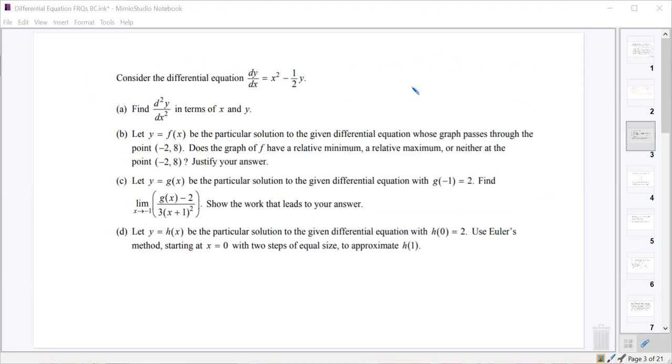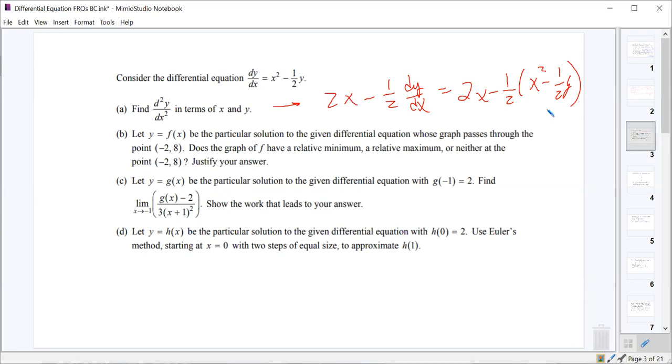All right. Find the second derivative. Easy enough. That should be straightforward, right? Second derivative should become 2x minus 1/2 of dy/dx, and they say in terms of x and y. So we need to replace the dy/dx with the value for dy/dx. So this becomes 2x minus 1/2 of (x squared minus 1/2 y). Easy enough for part A. Distribute the minus sign through if you feel like it. If you don't, then don't. Good?